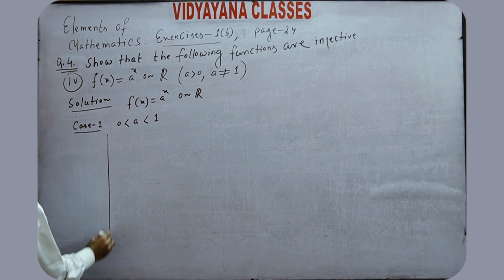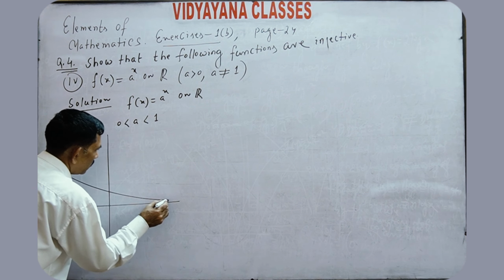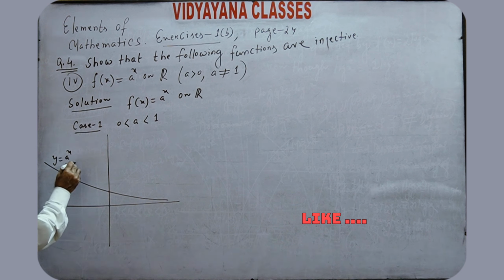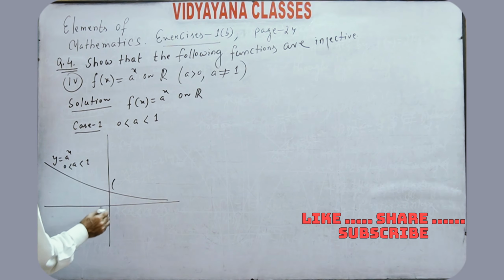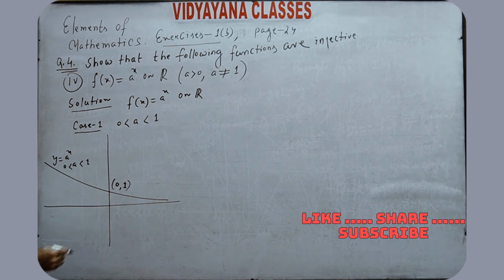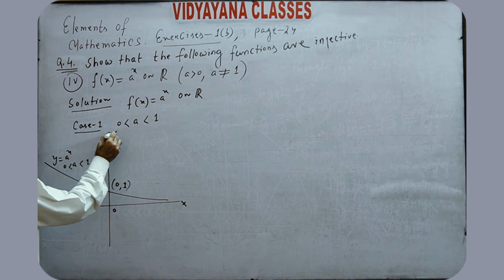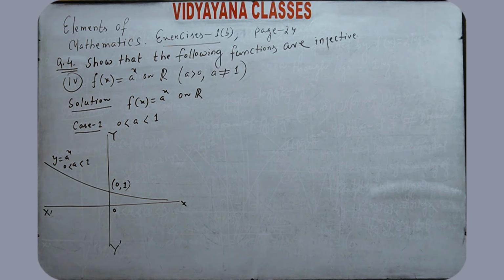The graph of the function: with increase of x, y decreases. y is equal to a to the x, a greater than 0, less than 1. It meets the y-axis at (0, 1). Clear?